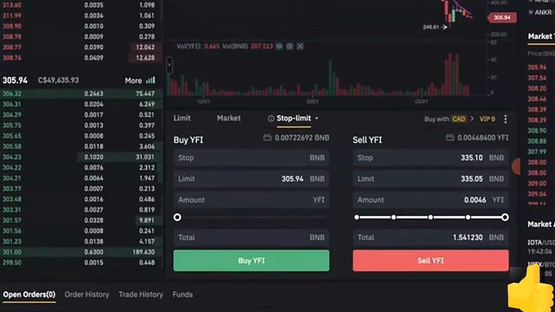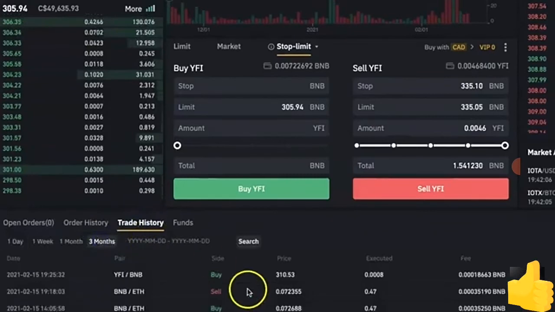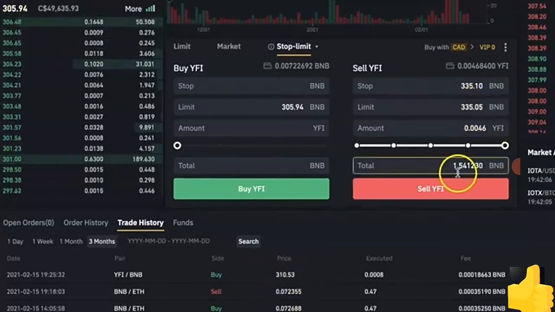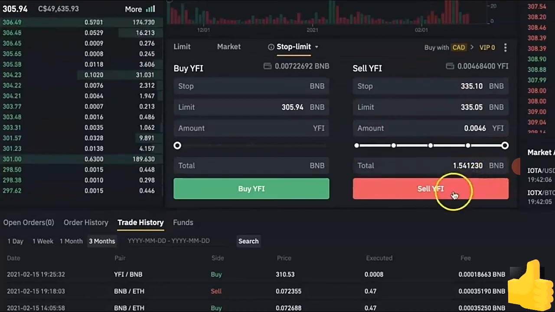If I scroll down to show you where I bought it, if I go to my trade history for the past 3 months, you're going to see this is where I bought it. I bought it at the price of 310. So right now I'm at a loss. But if I sell it at this price, I'm going to have 1.54 BNB, which is okay for me right now. So I'm going to say sell YFI.